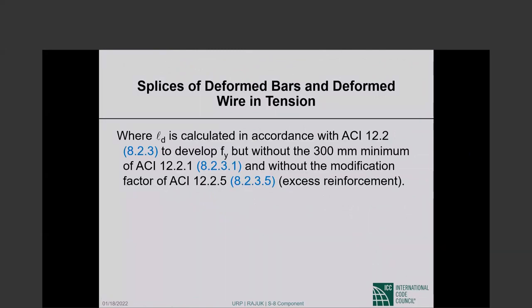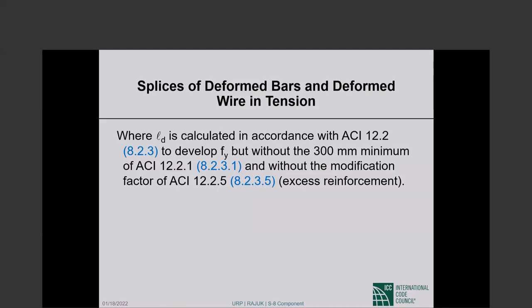The development length itself had a minimum on it of 300 millimeters, 12 inches. So if it is a class B splice and the splice length is 1.3 times development length, the minimum will apply on the splice length, not on the development length.